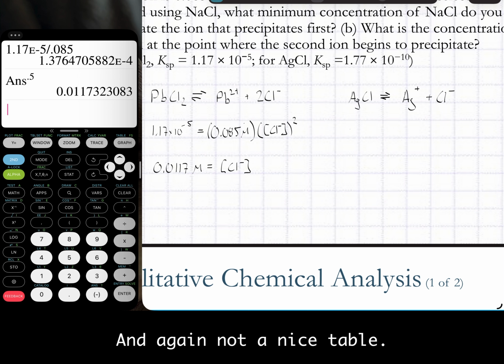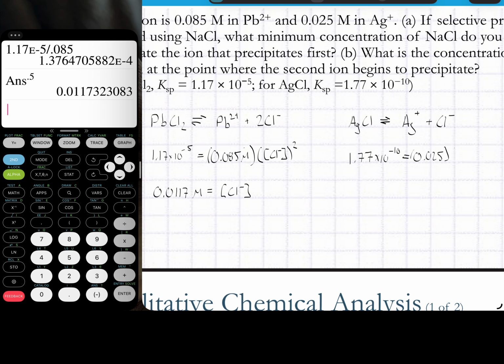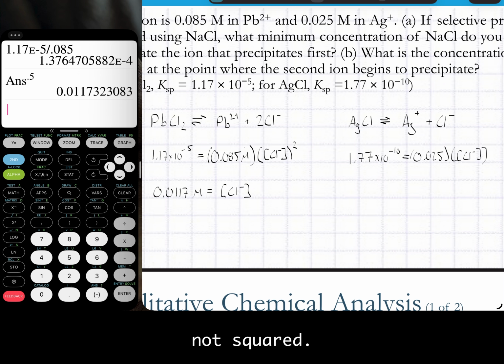And again, not a nice table. And this concentration was 0.025. And that's just going to be Cl minus, not squared.